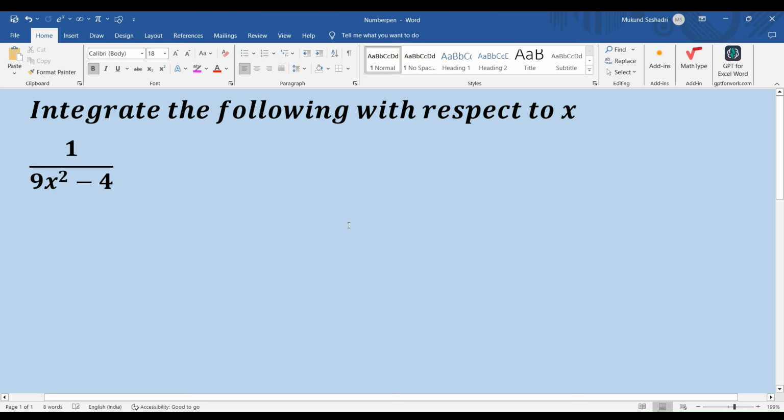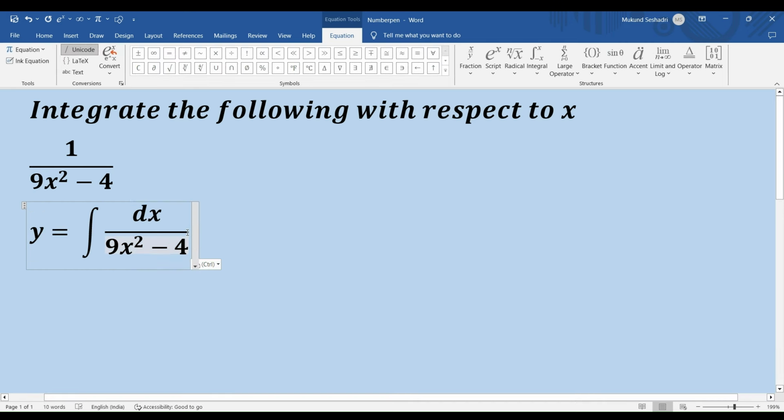So there we have the problem on the screen. Integrate the following with respect to x. We have 1 divided by 9x square minus 4. So what we've been given is dy by dx and we've been asked to find y. My y is nothing but integral of the given expression. So let's write down what our y is.